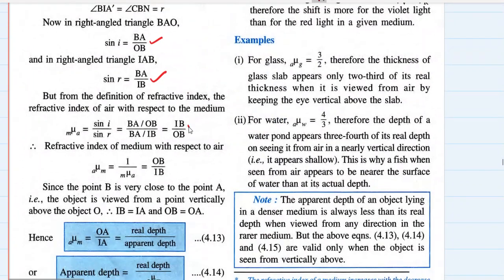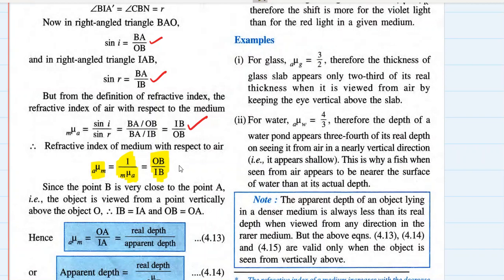So we have got sine i upon sine r as IB upon OB, which is equal to the refractive index of air with respect to the medium. But what is the refractive index of the medium with respect to air? It is 1 upon the refractive index of air with respect to the medium, which is OB upon IB, the reciprocal of the earlier fraction which we had got.